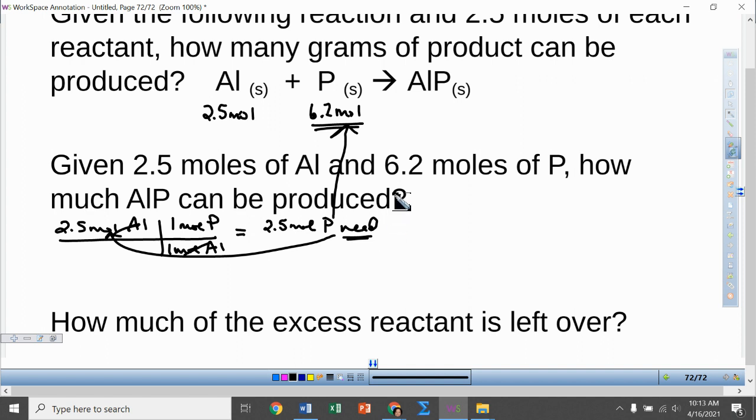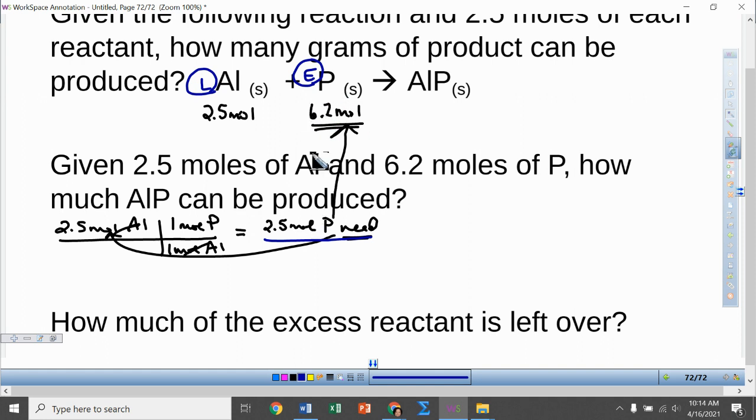And so what I can say here is that, even though these are pretty easy, coming back up here and saying that's my limiting and this is my excess is important, because based on this 1-to-1 ratio you need 2.5 moles of phosphorus. And you're going to compare it to what you actually are being given in the reaction. You see, I have 6.2. I have way more than I need.